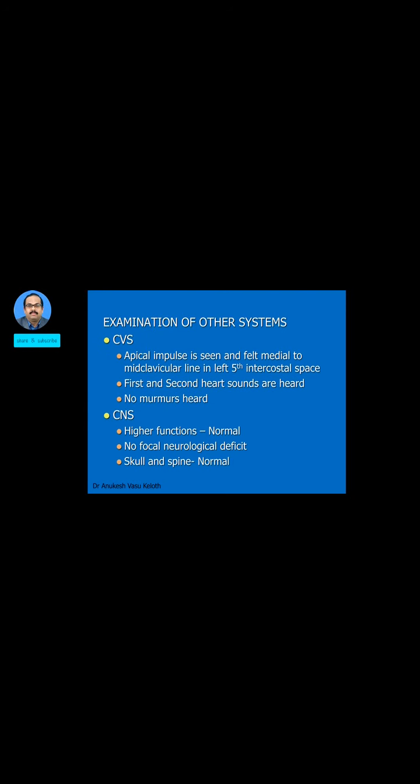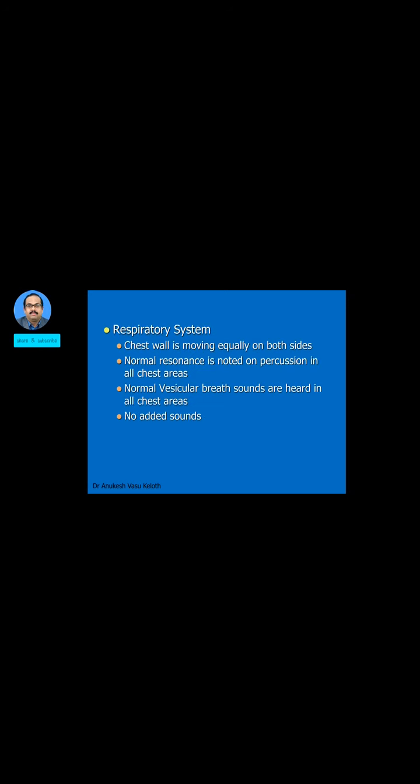Examination of other systems, CVS, apex beat is seen and felt medial to the midclavicular line in the left fifth intercostal space. First and second heart sounds are heard, no murmurs heard. CNS, higher functions normal, no focal neurological deficit. Skull and spine normal. Respiratory system, chest wall is moving equally on both sides. Normal resonance is noted on percussion in all chest areas. Normal vesicular breath sounds are heard in all chest areas, no added sounds.